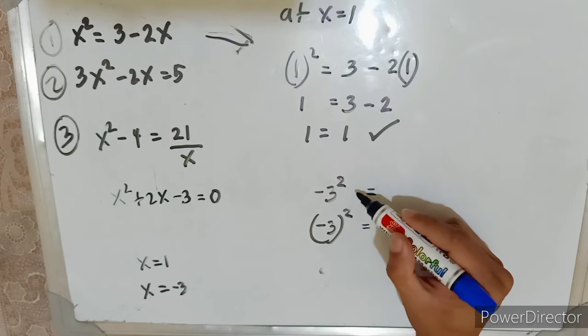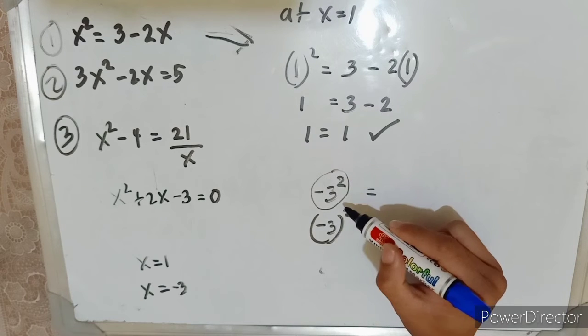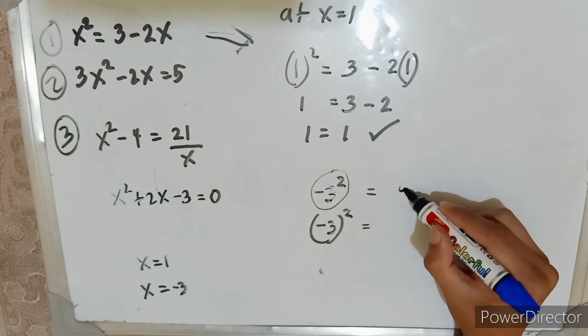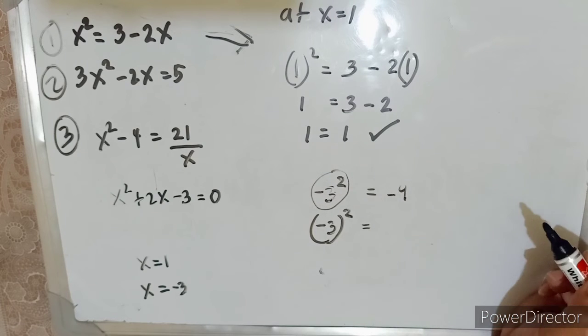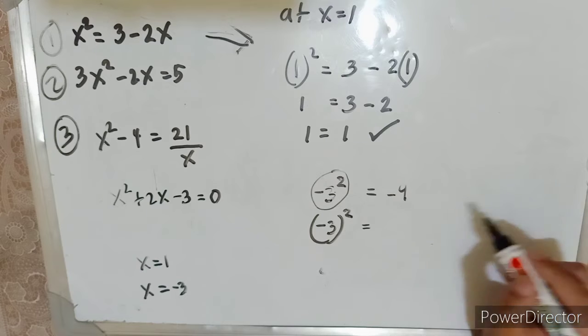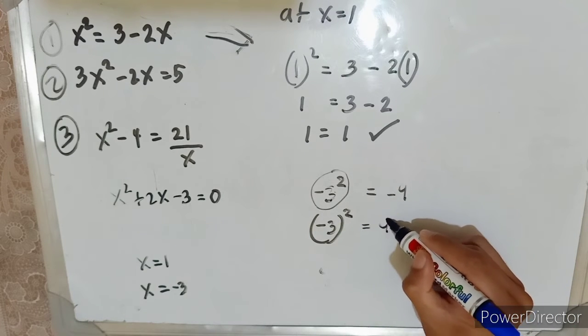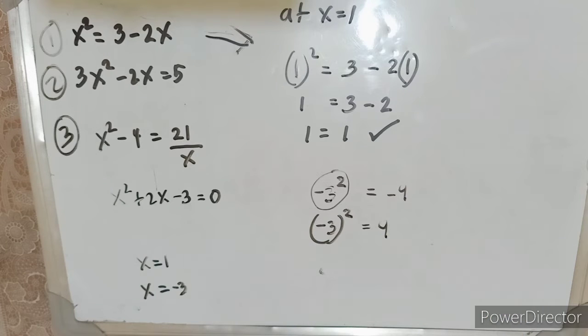Because here, guys, what you squared is only the 3. So what is the square of 3? That is 9 times negative, so that is negative 9. Here, what you squared is negative 3, the whole negative 3, therefore the answer is positive 9.